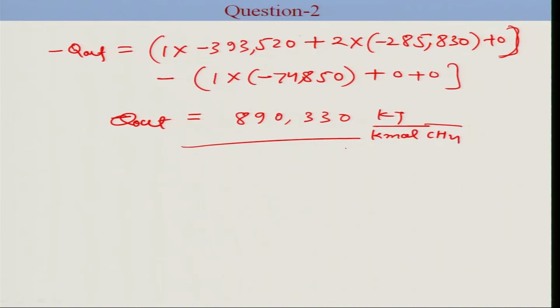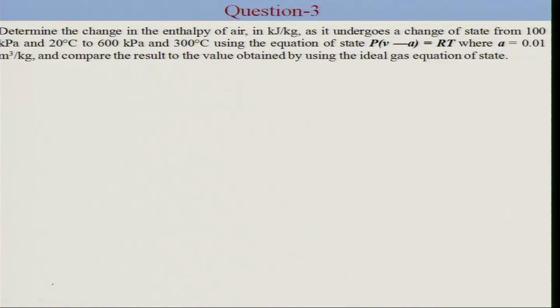It has also been asked what will happen to this energy if we use 100% excess air. If combustion is achieved with 100% excess air, the answer would be the same, since it would enter and leave at 25 degrees and absorb no energy. So, the answer remains the same.